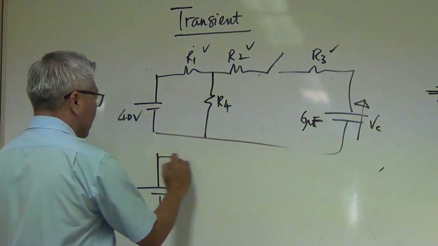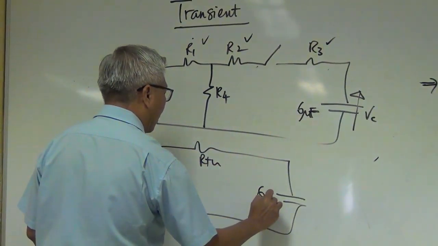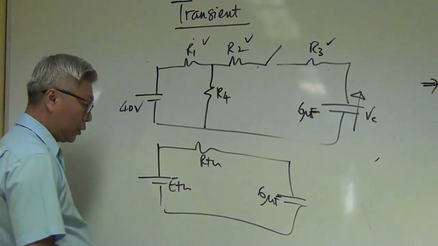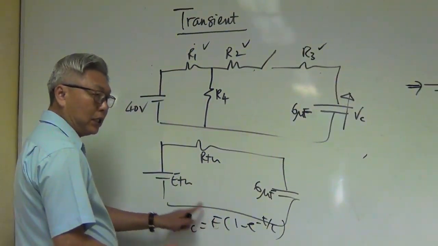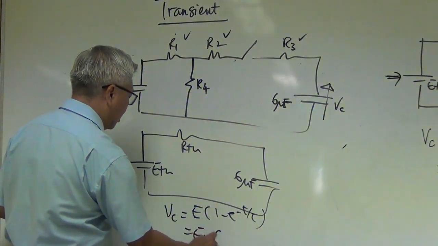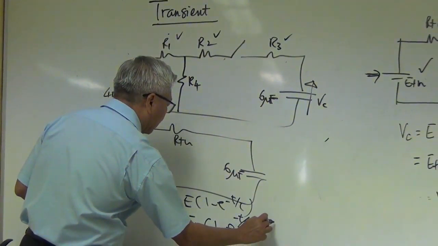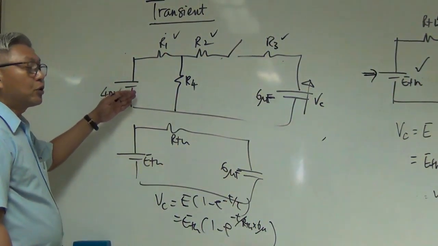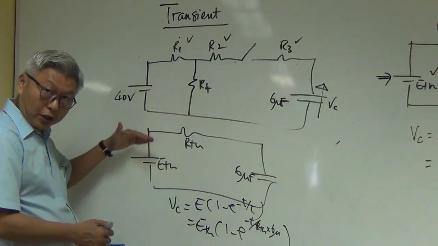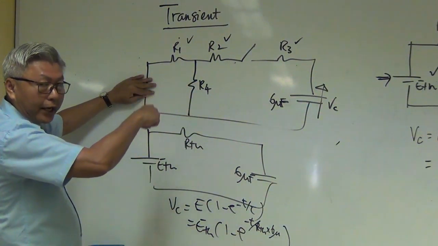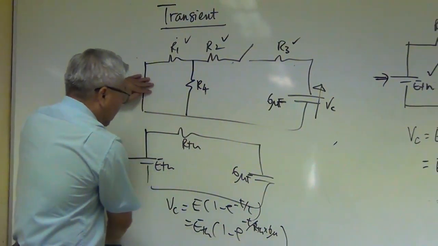You must make the circuit into this: ETH and RTH. Only then you can come up with the expression quickly. You say VC equals E times (1 minus e to the minus t over time constant). What's E? It will be ETH. What is your time constant? RTH times 6 microfarad. Correct? And then comes the question, how to find RTH? Then you go back and think about what we said just now. How to find RTH? You draw a circuit, short circuit the source, and inject current, and imagine how the current flows, and therefore how to find the total resistance from these two terminals. Now, can you still remember?